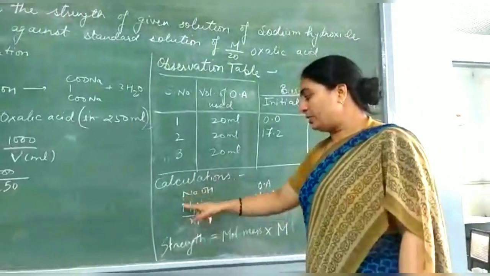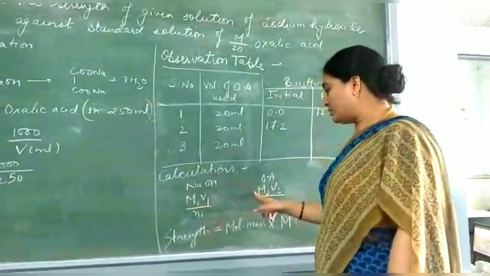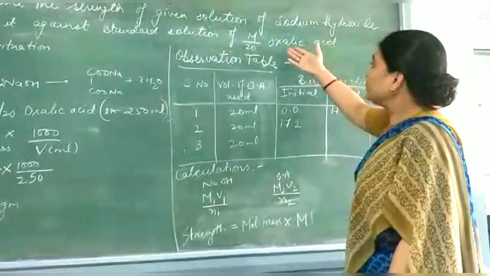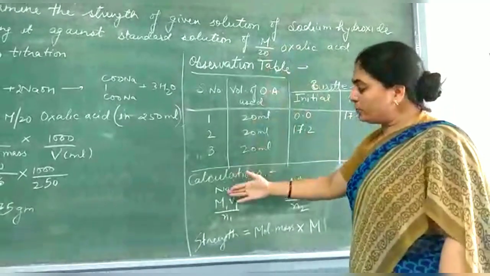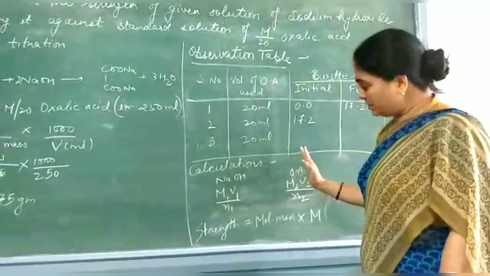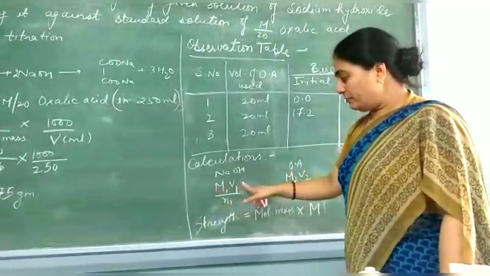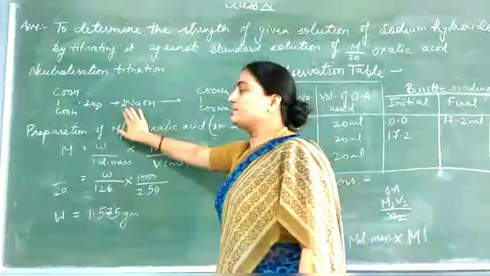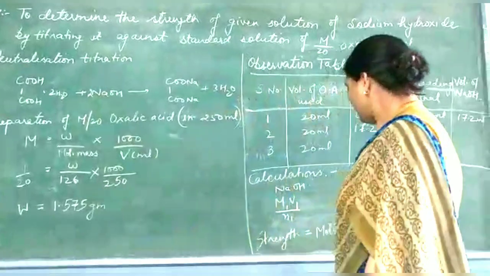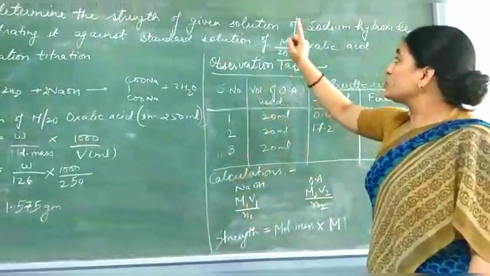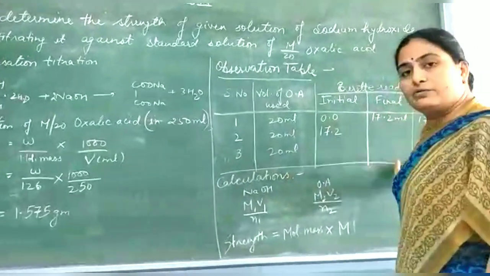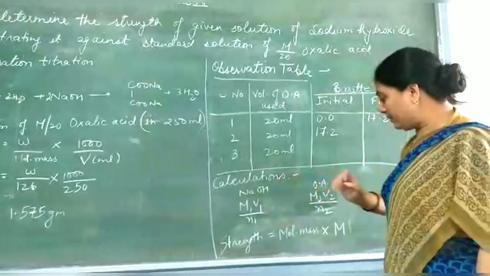So for calculation, we are using this formula m1 v1 by n1 is equal to m2 v2 by n2. In case molarity is given to you, and if normality is given to you, we use n. That is the only difference. So m1 v1 divided by n1, what is n? If we see the balanced equation, n comes out to be 2. M is molarity that we are supposed to find for NaOH. V of NaOH we have calculated from this burette reading or experiment.